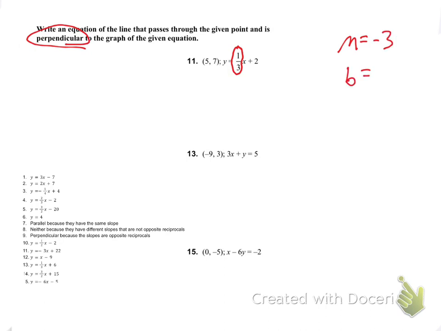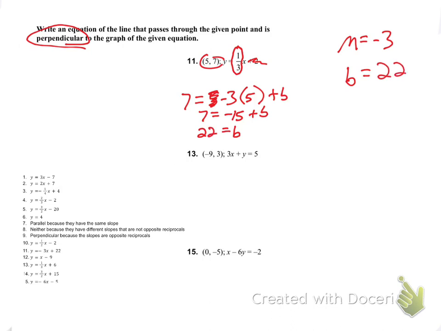Then we've got to find b. So I don't need the rest of that. I just need these 2 points. So I'm going to plug those in. 7 is going to be equal to, our slope is -3 times 5 plus b. 7 will then be equal to -15 plus b. So I'm going to add 15 to both sides, and b is going to be equal to 22.